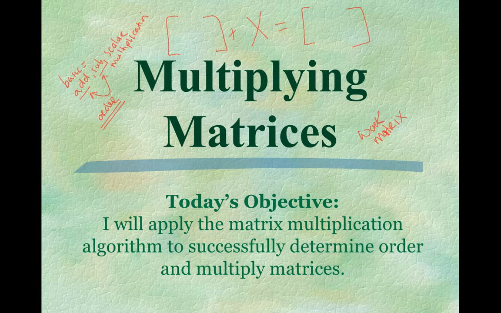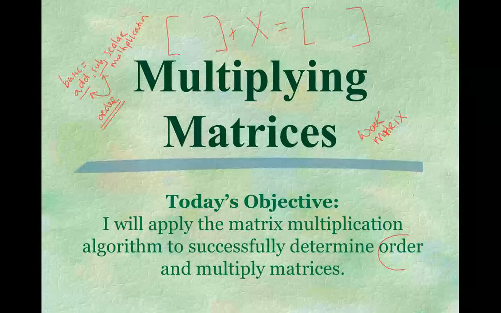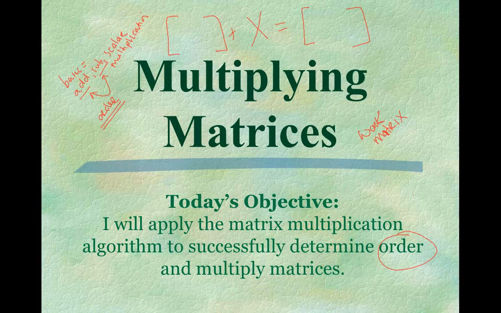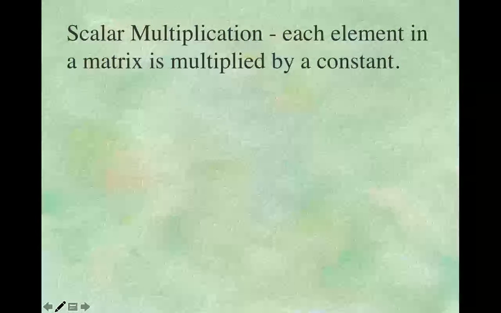Without this work matrix, if something is wrong, it's just wrong. There's no way to identify where the error or the issue is. So if your matrix is wrong, it's just wrong. So we're going to apply the matrix multiplication algorithm to successfully determine the order and multiply the matrices, right? So the order is the size of it, the rows by the columns.